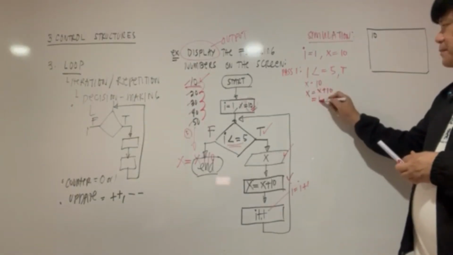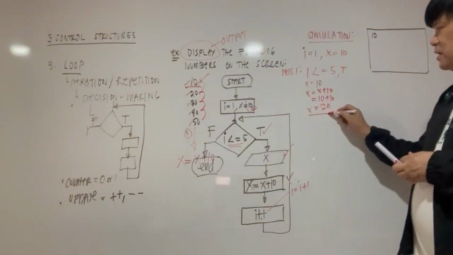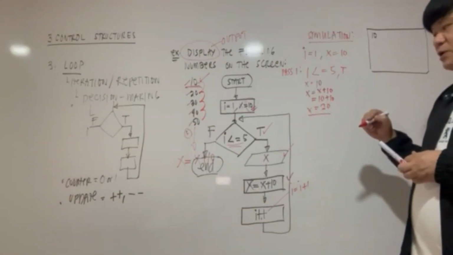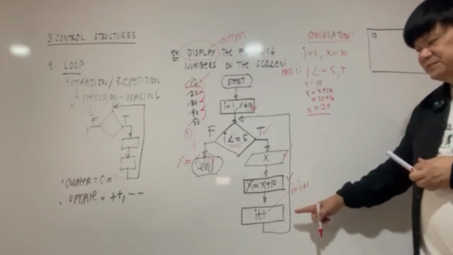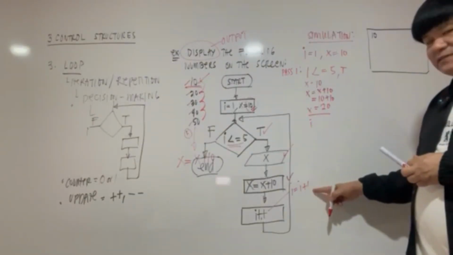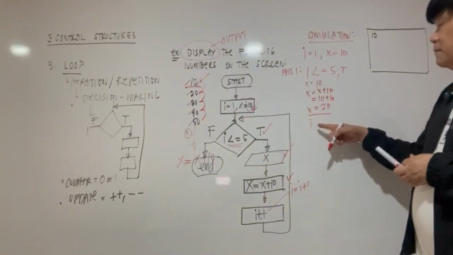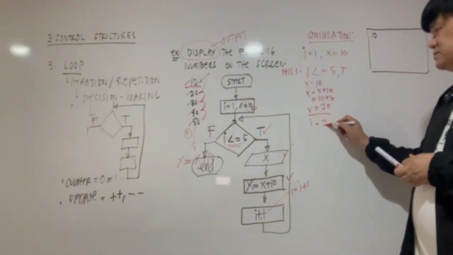Then you apply the value of x, which is 10 plus 10. Then you have there x is equal now to 20. That is the present value of 20. So what is the next instruction? It says there update I. So I is equal to I plus 1. So the present value of I is 1 plus 1. So I now becomes 2.